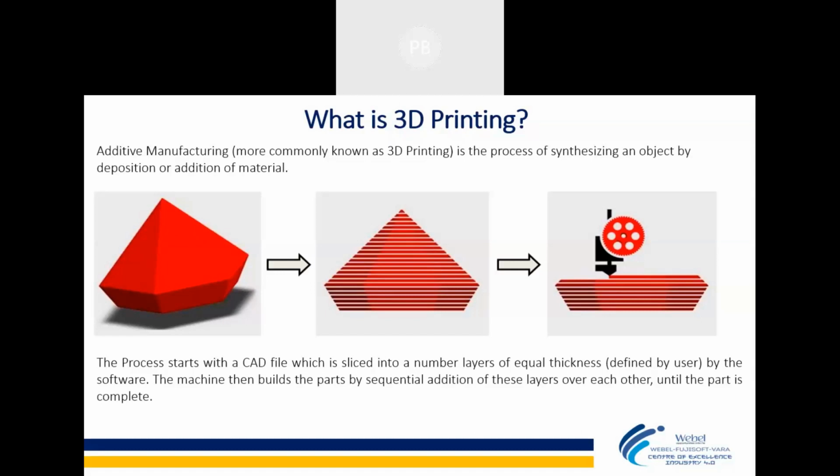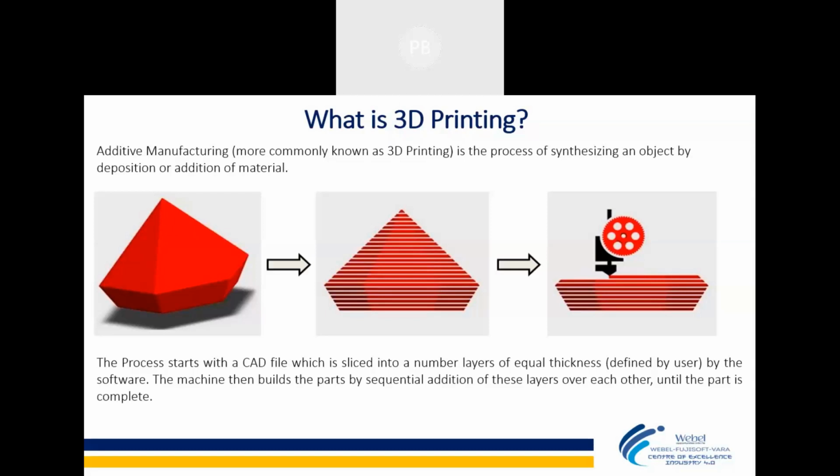Once we have a CAD file made with various categories of software, that CAD file is sliced into a number of layers. It is cut into maybe 100, 200, 500 layers, as per the geometry and dimensions of the CAD file. Each layer is then deposited by the machine, using different technologies, layer by layer of deposition.